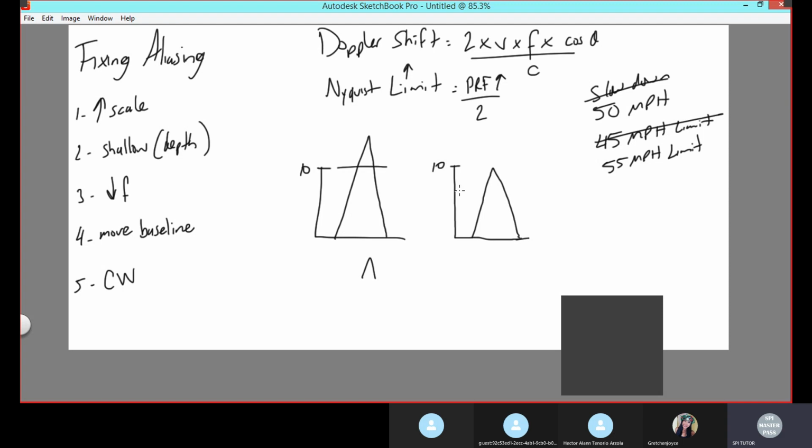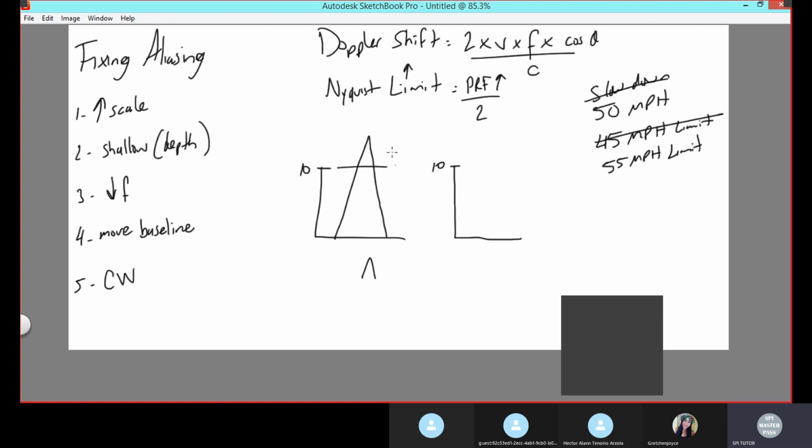So for any aliasing question, you want to lower the Doppler shift. You can do that by lowering the frequency. You can do that by lowering the velocity in the formula, right? You can do that by increasing the propagation speed, theoretically, according to the formula, right? You can do that by increasing the angle, because if you increase the angle, the cosine value goes down. And if that goes down, your Doppler shift goes down. So for any aliasing question, you want to lower the Doppler shift, not increase it. If you increase the Doppler shift, then this ends up happening.